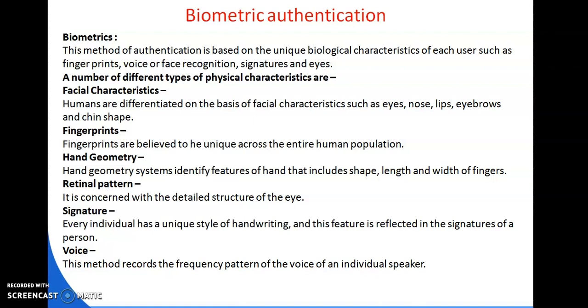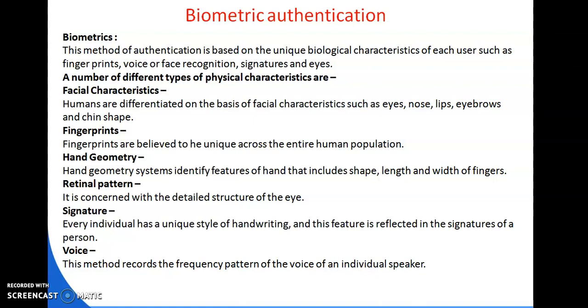So first come the facial characteristics. Humans are differentiated on the basis of facial characteristics such as eyes, nose, lips, eyebrows, and chin circle. So through this you can authenticate people. Next, fingerprints are believed to be unique across the entire human population.